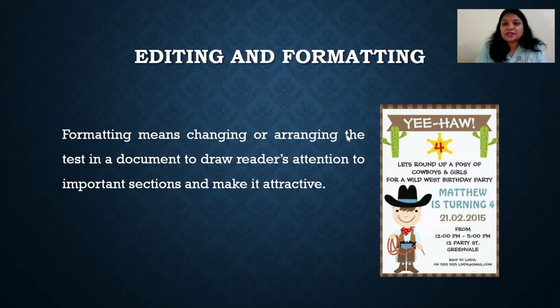See, I have included a small example for you. This is a party invitation, right? In the party invitation, we have the boy's name and it's turning 4 in a different color than the rest of the text. We have the date in a different color, and we have the venue and the timings in a different color, right? So all these things will grab the viewer's attention to that particular part of the invitation. So this is how you make a presentation or your Word document more attractive.